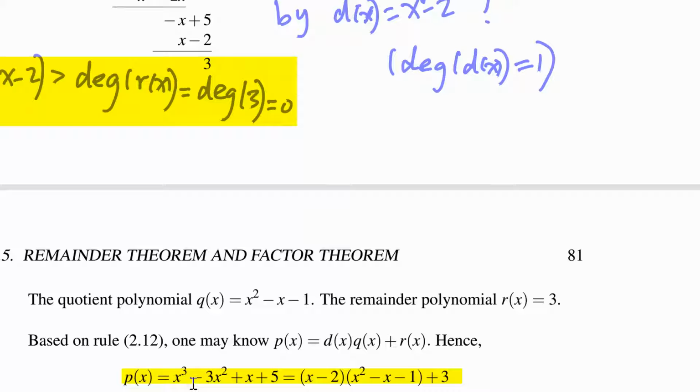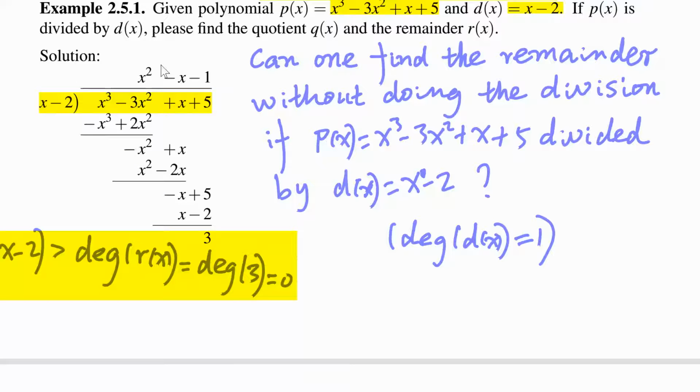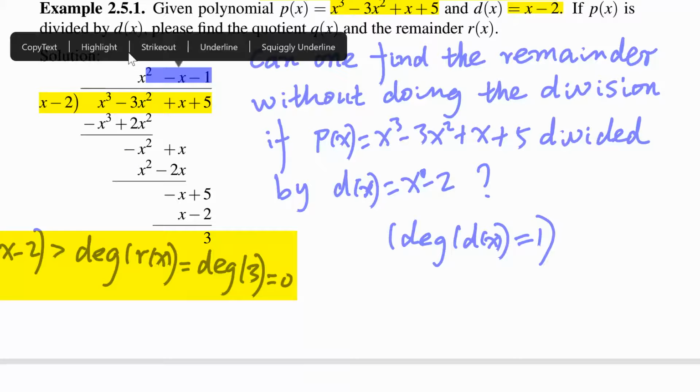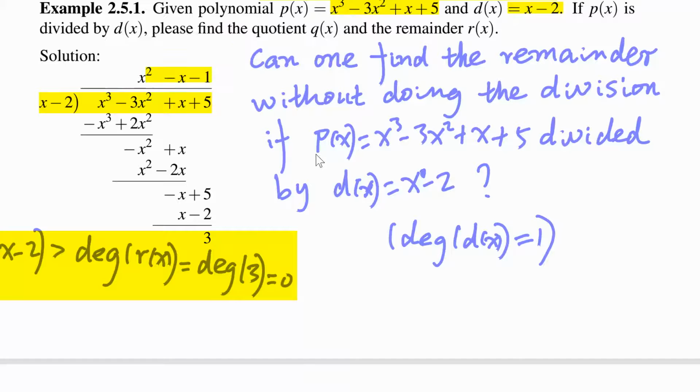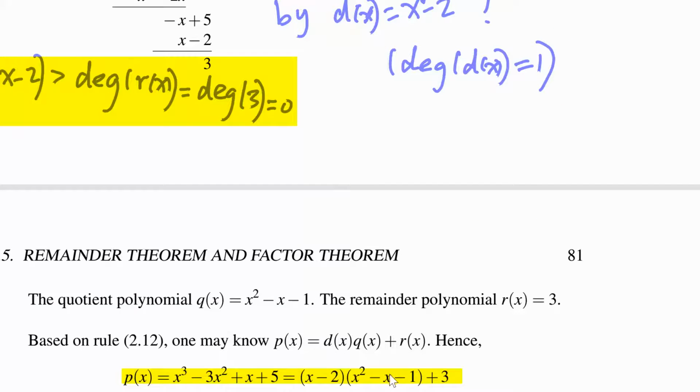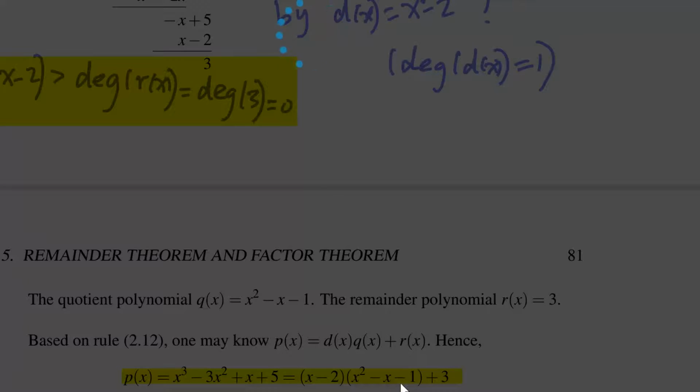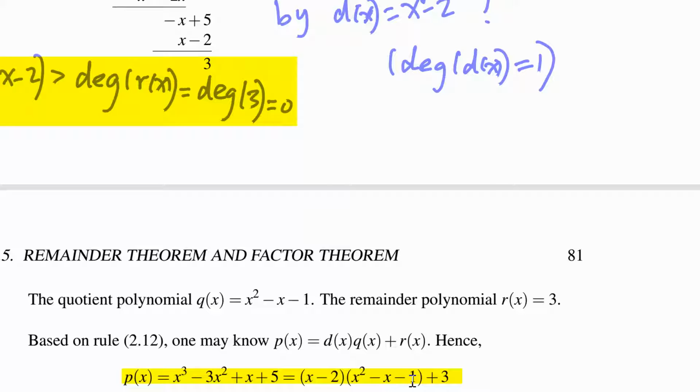P of x is x cubed minus 3x squared plus x plus 5. D of x is x minus 2. Then we know here we have got the quotient. So we then times the quotient x squared minus x minus 1 plus the remainder 3.